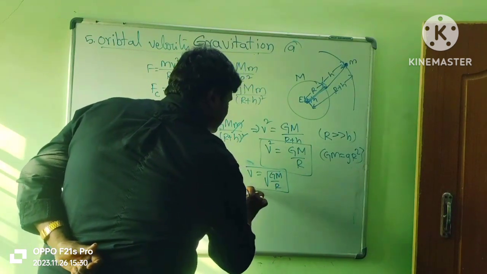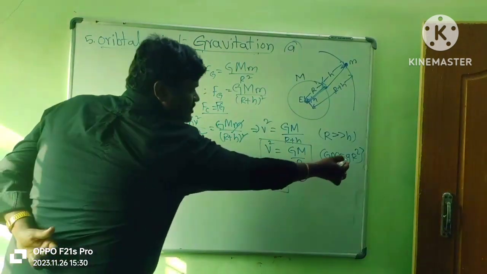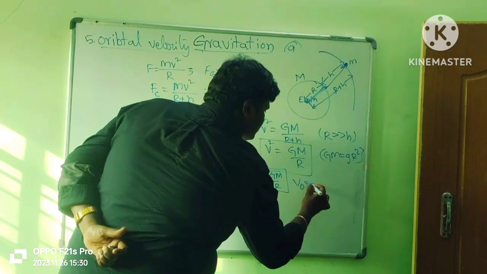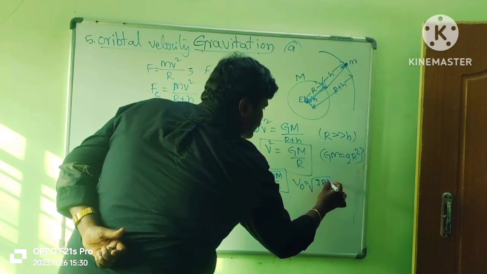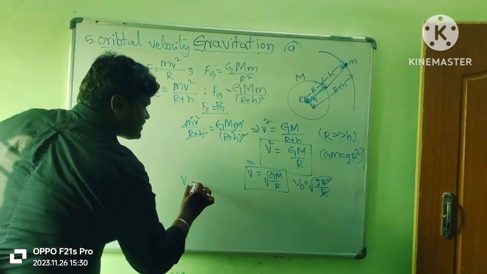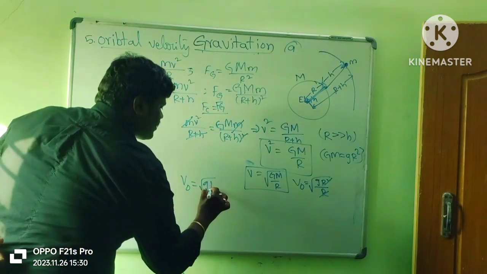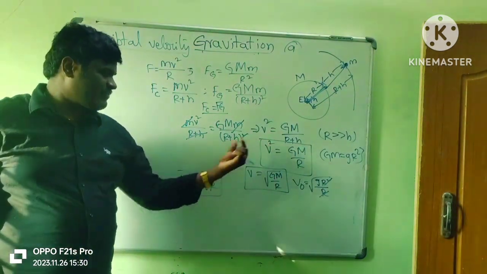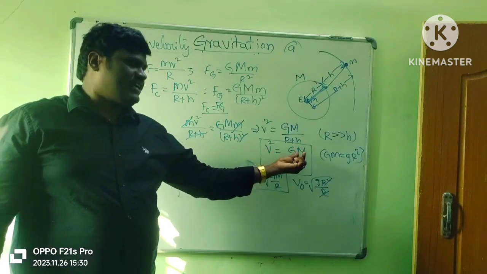You can also substitute that GM value of g r square in this equation. Then v naught is equal to root of g r square by r, where r gets cancelled. Finally v naught is equal to root gr. This is the orbital velocity formula. You can write it in terms of g and r like this.